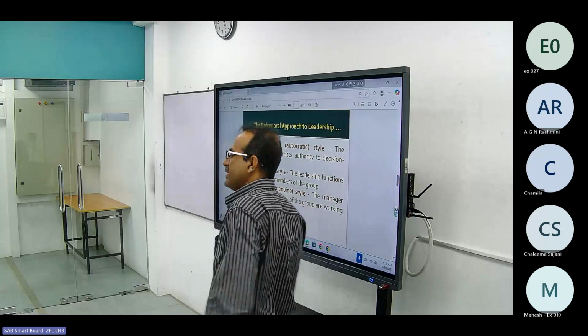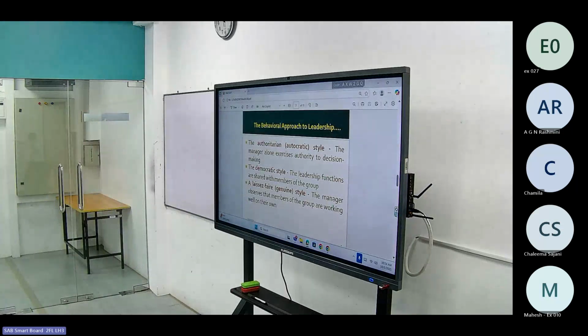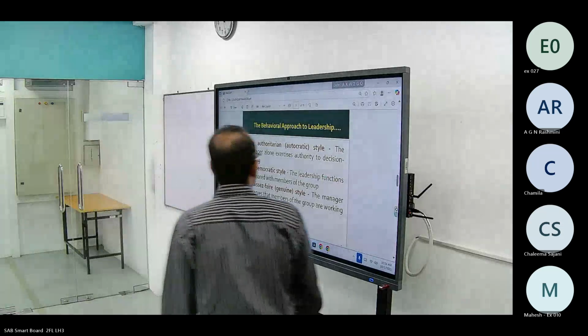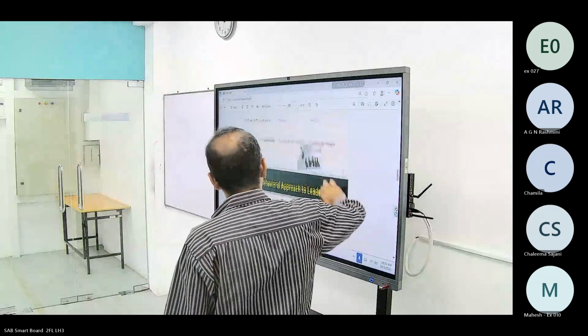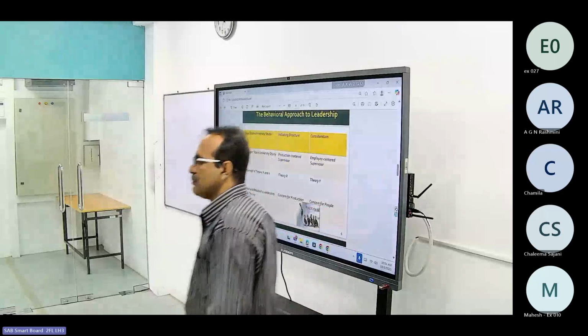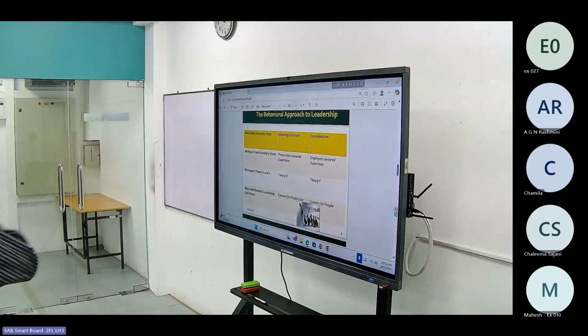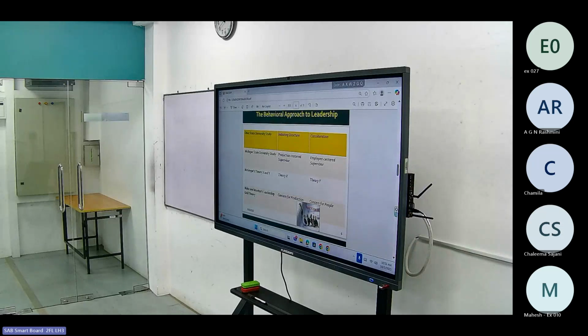Right. Therefore, these are the findings of the Iowa leadership study during the behavioral era of leadership. But based on these three, modern leadership researchers have come up with some other buzzwords of leadership: boundary leadership, authentic leadership, humble leadership, transformational leadership, transactional leadership. Right now, skip the slide.